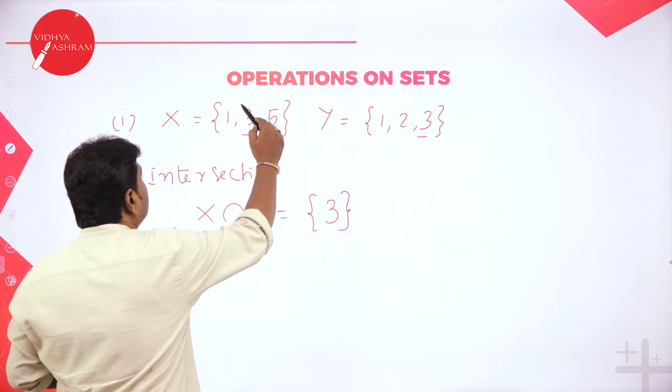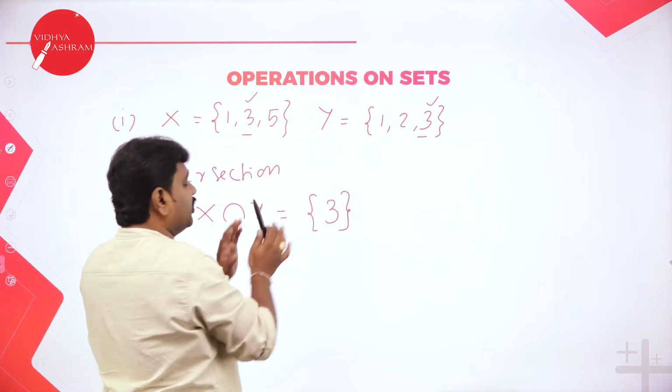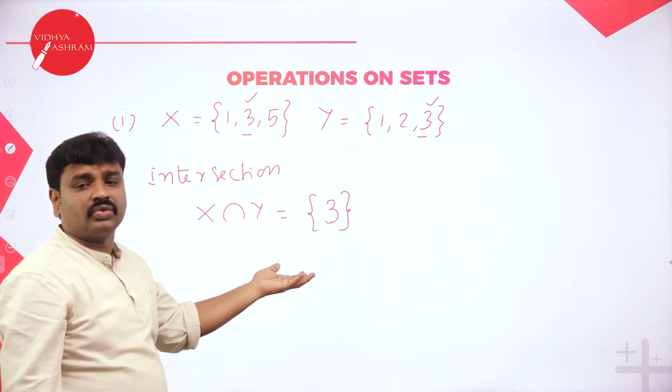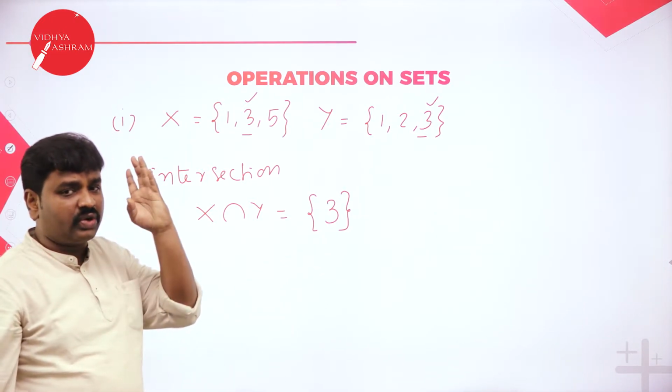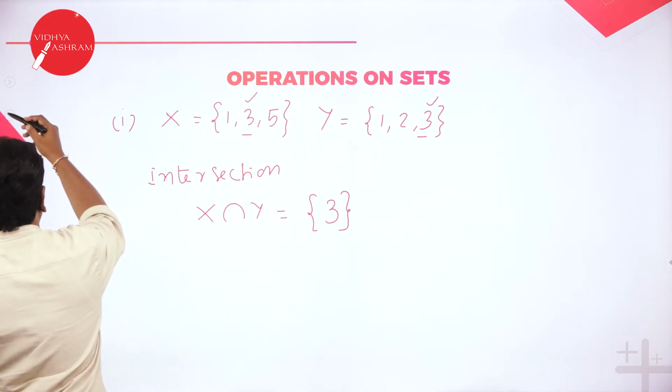So a set containing common elements in both the sets. What are the common elements? We have only 3 appearing in both the sets. So you should write that common element. That's it. This is a singleton also. What is meant by singleton? A set containing only one element. So now we are done with the first question.